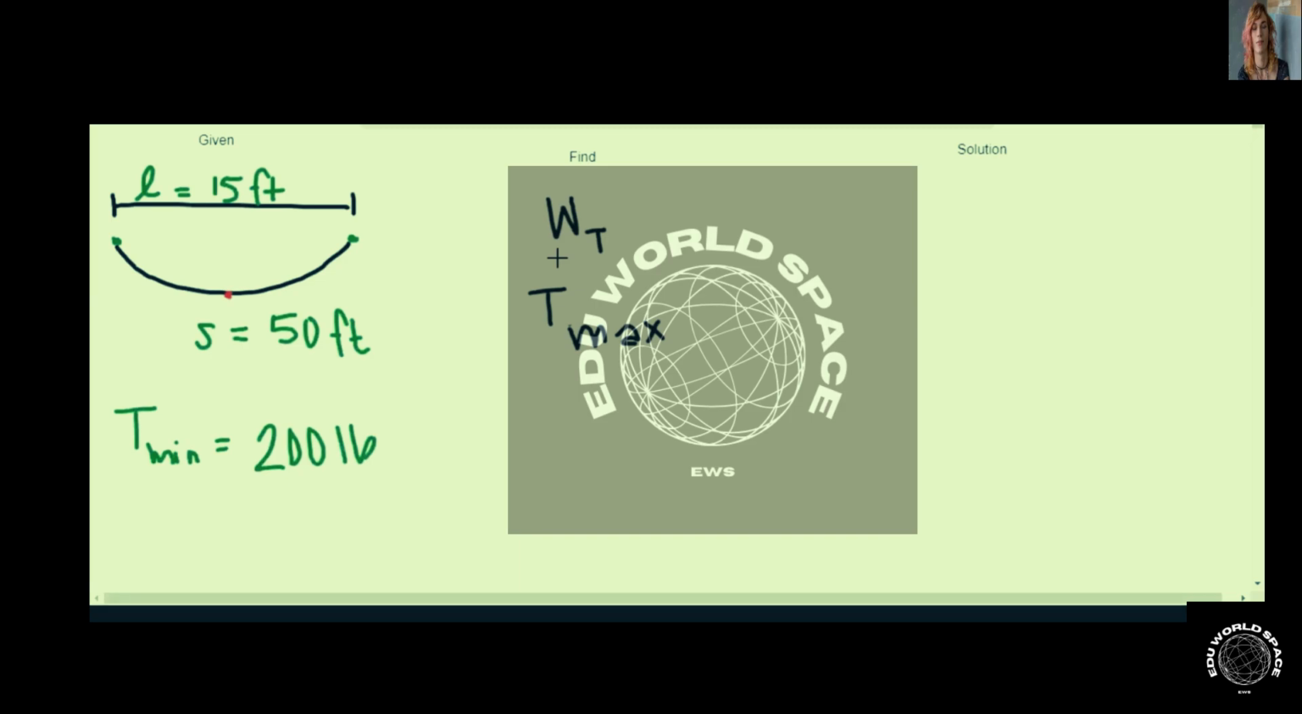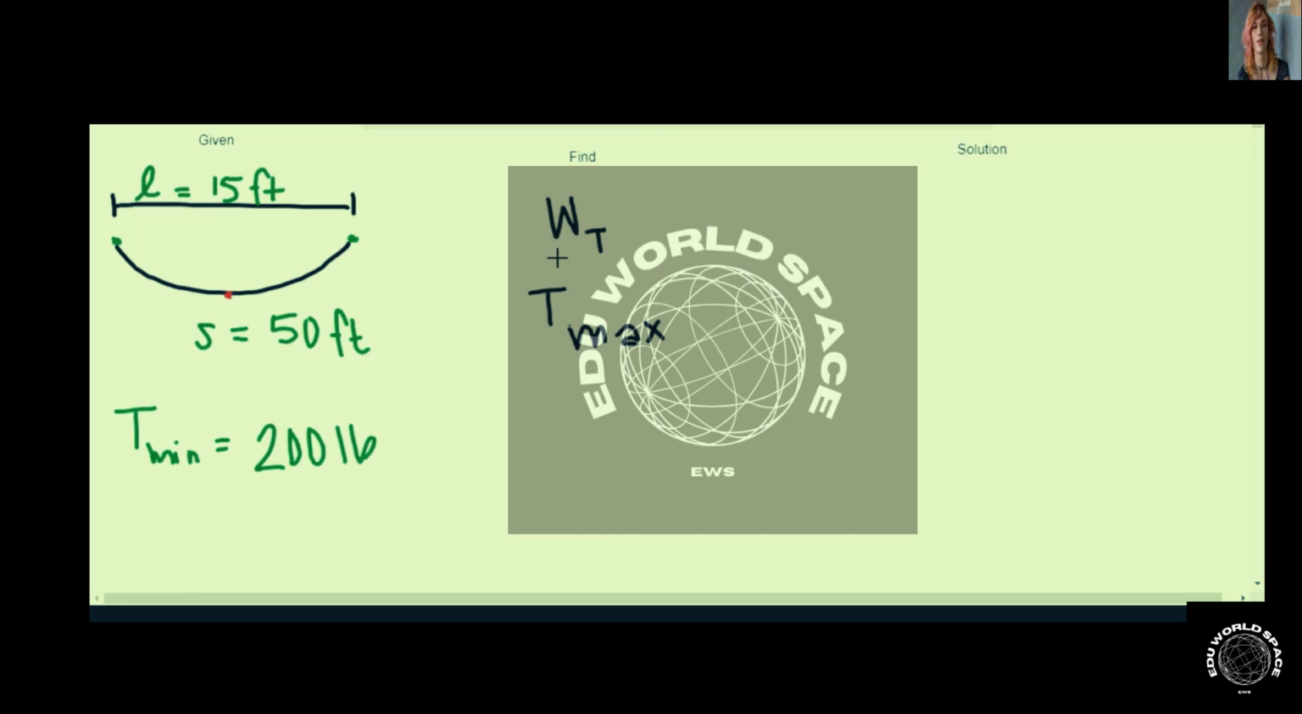Here in this problem, we have a rough diagram of a cable that is 50 feet long and is suspended between 2 points that are 15 feet apart. They tell us that the minimum tension is 200 pounds and they want us to find the total weight of the cable as well as the maximum tension.